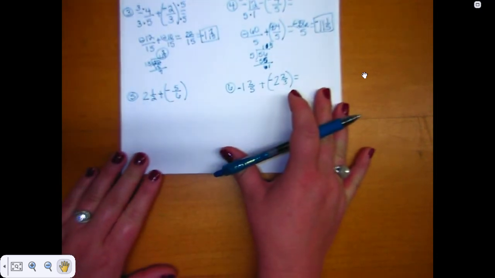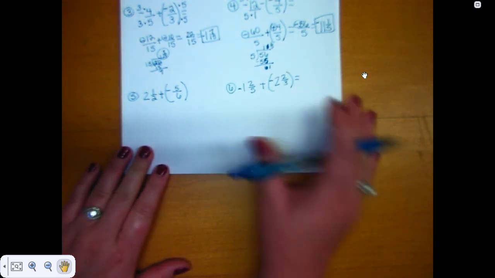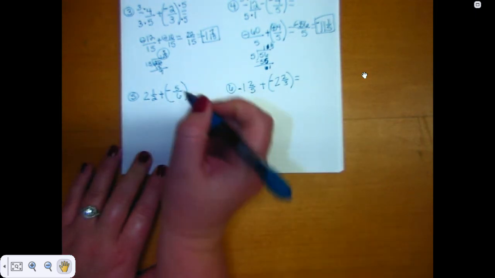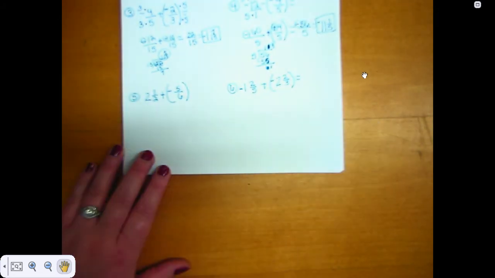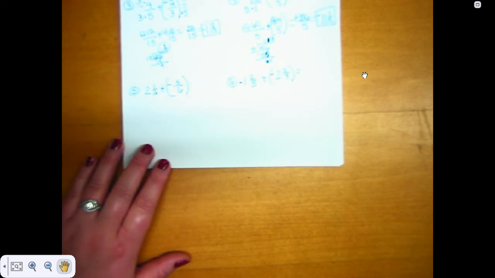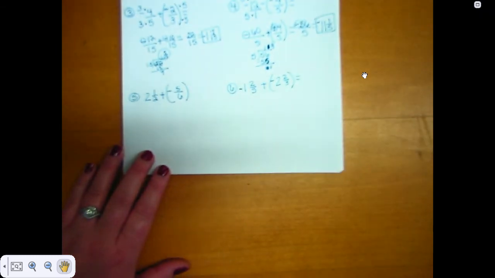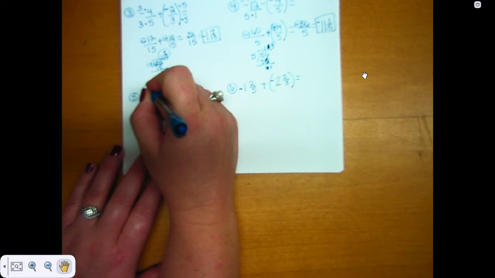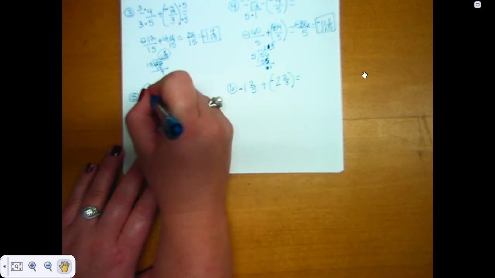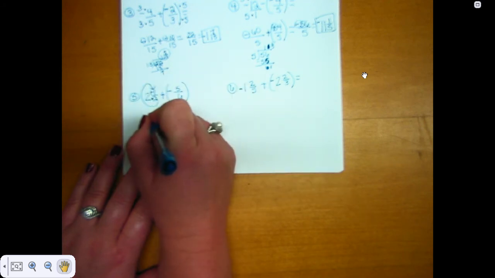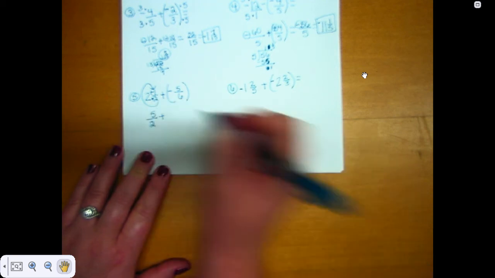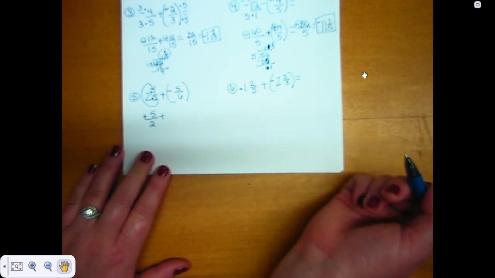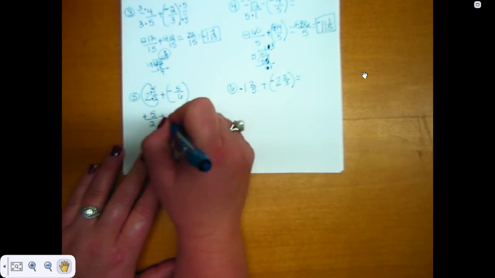Okay, the next one we have 2 1/2 plus negative 5/6. So I'm going to first convert my mixed number to an improper fraction. So 2 times 2 is 4. 4 plus 1 is 5 over 2 because we keep the same denominator. It is positive, so I'm going to keep that positive. And I'm just going to bring the rest of the problem down.